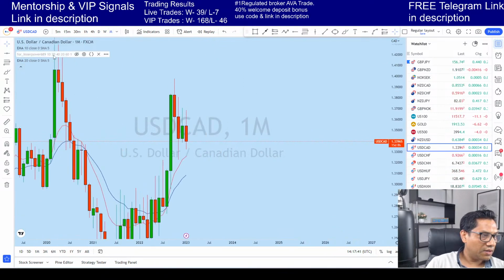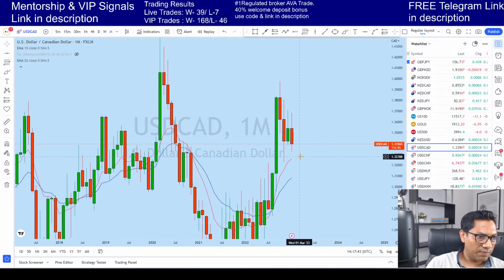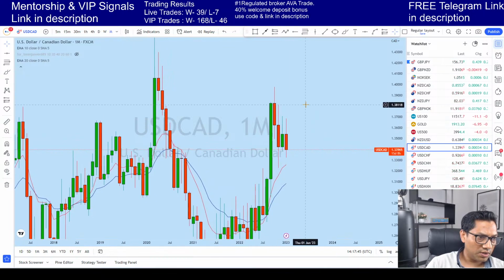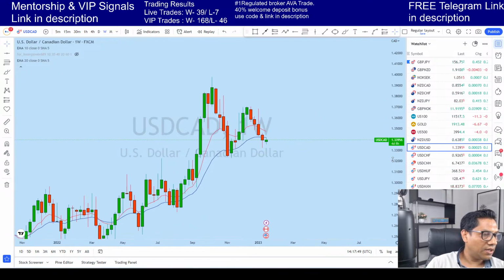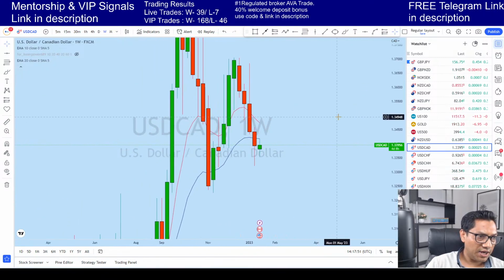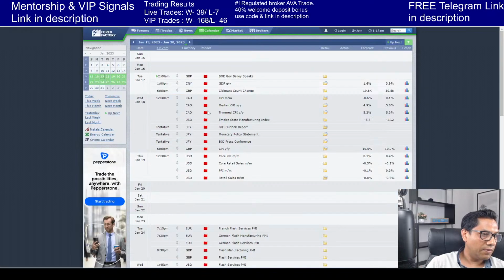Okay, from the monthly perspective, we see that the price has come to a zone where we are seeing deeper retracement. Looking at the weekly on USD CAD, I think USD CAD primarily may go up for a deeper retracement. So basically this is coming tomorrow, at this time, a bit later.